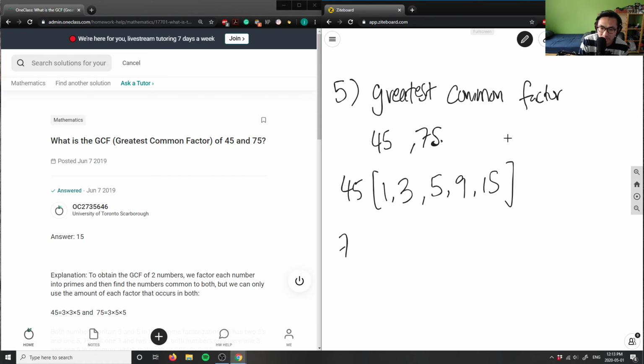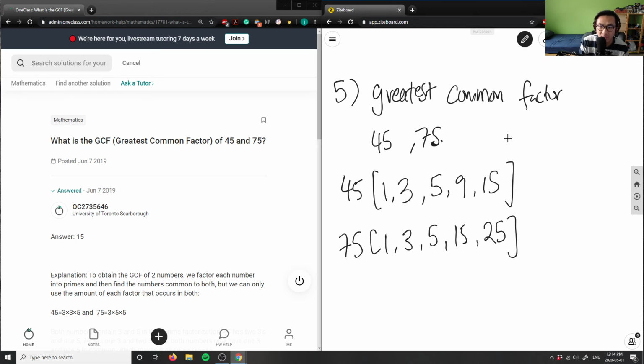And then I have the factors of 75, right? 75 would have, again, the 1. I would have 3 as well. I don't think I have 3 in 75. Oh, no, I do. Yes, I do have 3. I have 5 as well. I don't think I have 9. Correct me if I'm wrong. Yeah, I don't have 9 as a factor. However, I do have 15 as a factor, right? 15 times 5 would be 75. And then I would have 25 as a factor as well, right? 25 times 3 would be 75.